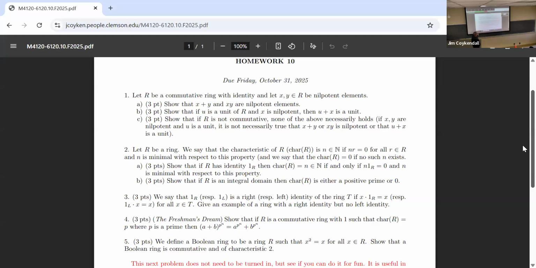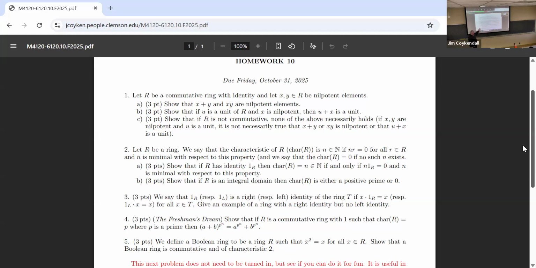Number three is kind of fun. Suppose we say that 1_R, respectively 1_L, is a right, respectively left, identity if it's an identity on the right or on the left. Give an example of a ring that has a right identity but no left identity. Once again, matrices might be helpful.